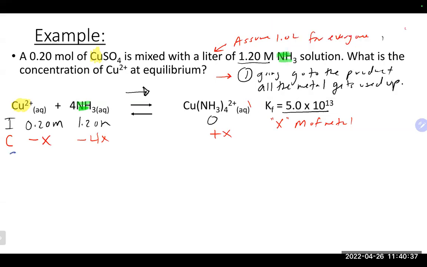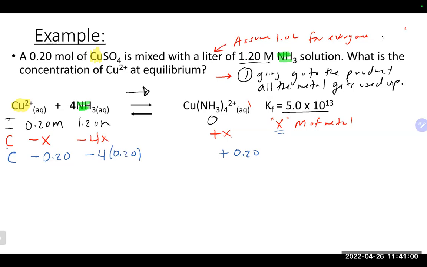So I'll do that one in blue. So this is typically how we would do this type of thing. We would do minus, in this case, 0.2. This would be minus 4 times 0.2. And this would be plus 0.2. Since we already know what x is, that is essentially what we're doing there.